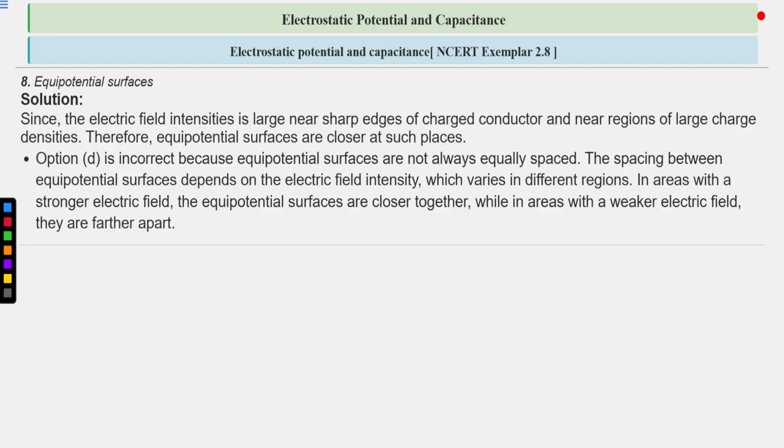Option D is incorrect because equipotential surfaces are not always equally spaced. The spacing between equipotential surfaces depends on the electric field intensity, which varies in different regions. If it is strong in a region, they are closely spaced. If it is weak, they are farther apart. In areas with a stronger electric field, the equipotential surfaces are closer together, while in areas with a weaker field, they are farther apart.